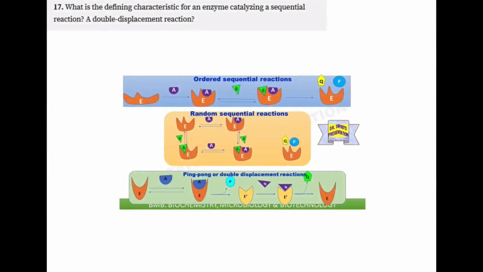What is the defining characteristic for an enzyme catalyzing a sequential reaction and a double displacement reaction? In a sequential reaction, all substrates must bind to the enzyme before any product is released, forming a ternary complex. It can be ordered or random, depending on whether the binding order matters. In a double displacement reaction, or a ping-pong reaction, one substrate binds first, reacts with the enzyme to form a temporary modified enzyme, and the first product is released before the second substrate binds.